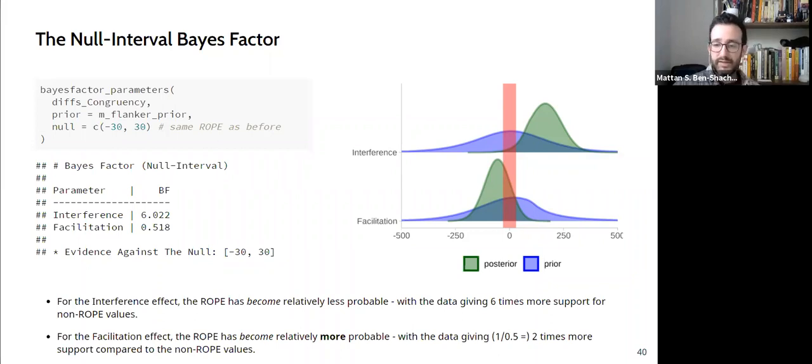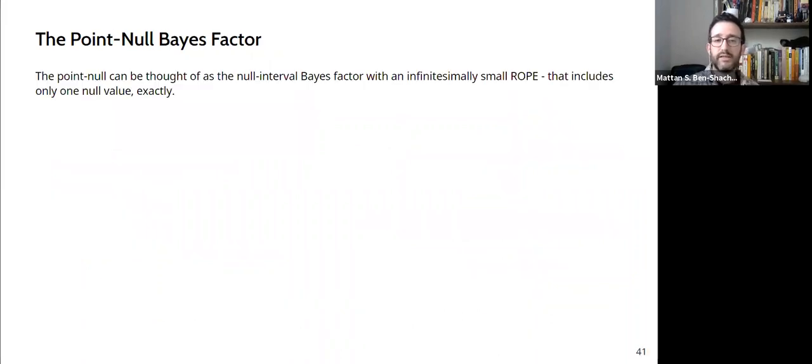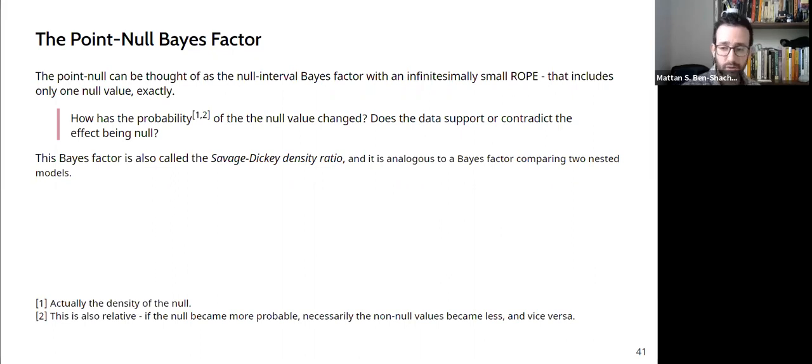So this is one type of Bayes factor. Another type of Bayes factor is the point null Bayes factor. So we can think of the point null Bayes factor as the null interval Bayes factor, where we're making our rope extremely, extremely narrow until it only encompasses a single point, just the exact 0, just exactly the null. This answers a similar question. How has the probability of the null value changed? Does our data support or contradict the effect being null? This Bayes factor is also called the Savage-Dickey density ratio.